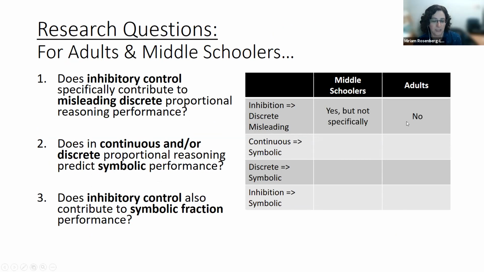And in adults, we see no effect. When we turn to our non-symbolic stimuli, we see an effect in middle school for both continuous and discrete. And again, no effect in adults. And then for the inhibitory control, we see a weak effect for middle schoolers and a strong effect for adults. So really for adults, the only thing that seems to matter is their inhibitory control, whereas for middle school students, all of these matter together.